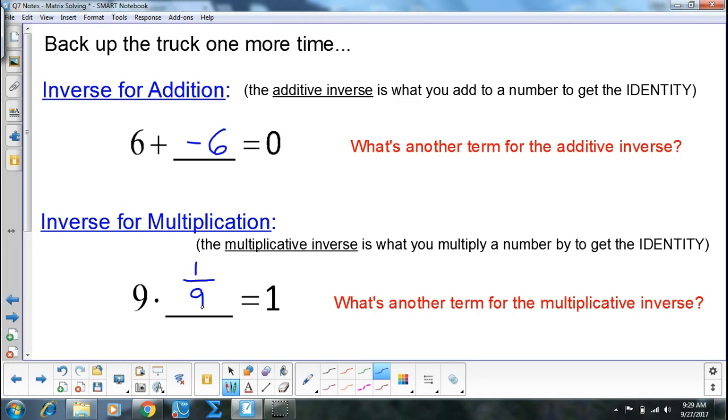is the multiplicative inverse. Now, we've got other names for those. What do we call negative 6 when we're comparing it to positive 6? Old word. Opposite. What do we call 1/9 when we're comparing it to 9? Reciprocal. So we have other words for them that we also use. But today we're going to focus on identity and inverse. And really, what we really want is that multiplicative because it's the greatest math term ever.